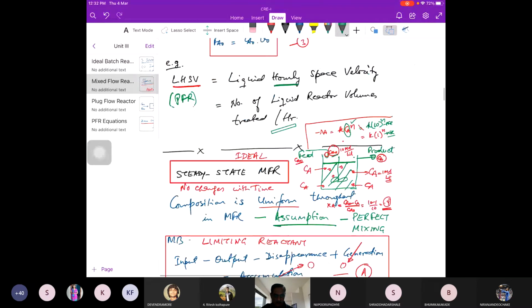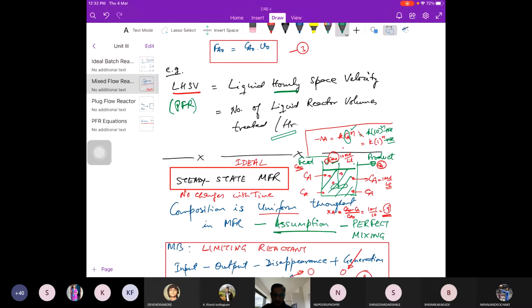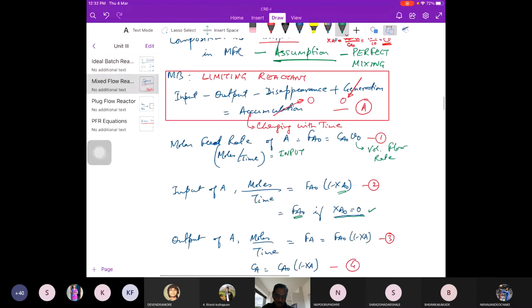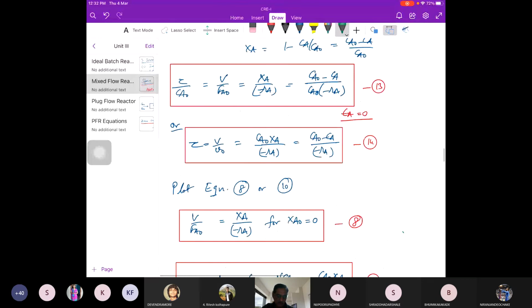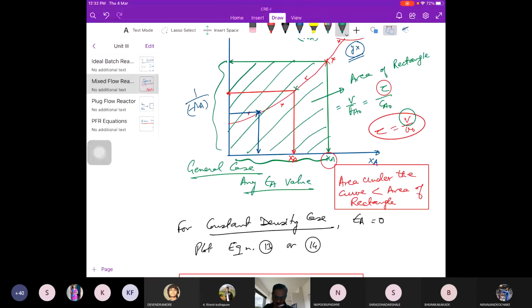Because ultimately you saw that the rate of reaction is lower in a mixed flow reactor than in a PFR because of this thing. PFR behaves similar to a batch reactor. We'll see later. Okay, so I'm just jumping ahead, but just trying to bring out that we are plotting the area and finding the value of tau. Essentially, we are trying to find the value of tau from all this, and that will tell us the size of the reactor. Any questions?